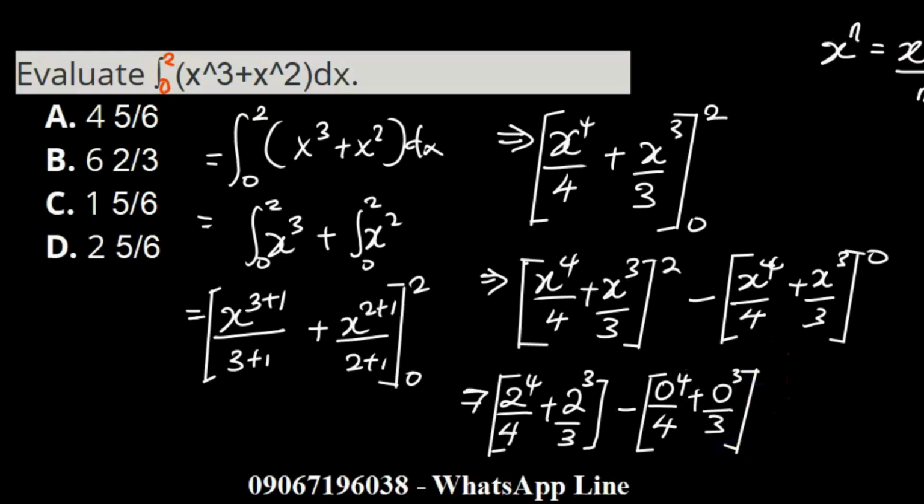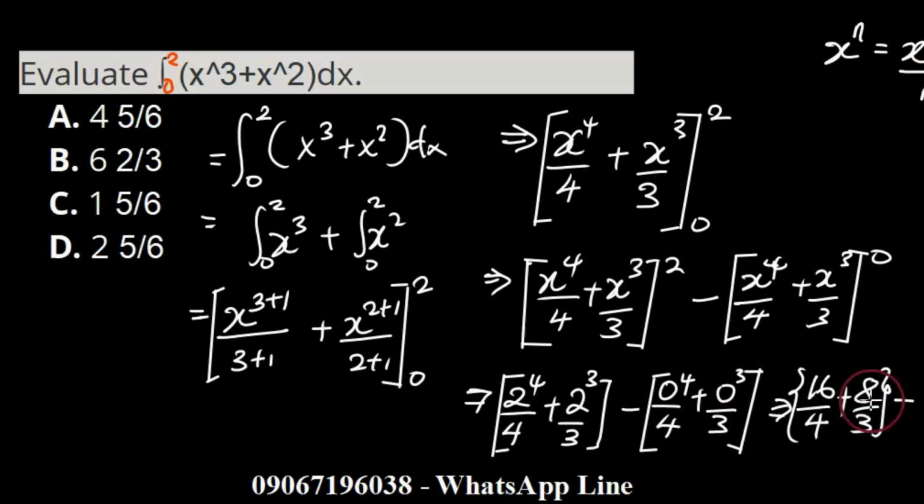Now if we go further to express this, 2 raised to power 4 is going to give us 16 over 4, plus 2 raised to power 3 is 8 over 3. So we have this, then minus, everything is going to give us 0. So everything is going to give us 0, so we're going to take all of this all the way down to 0. So with all of that out of the way, it means that this is definitely going to be 0.